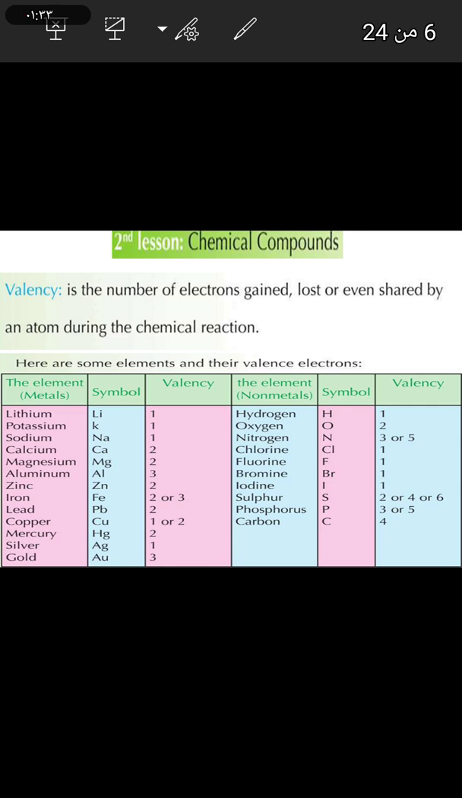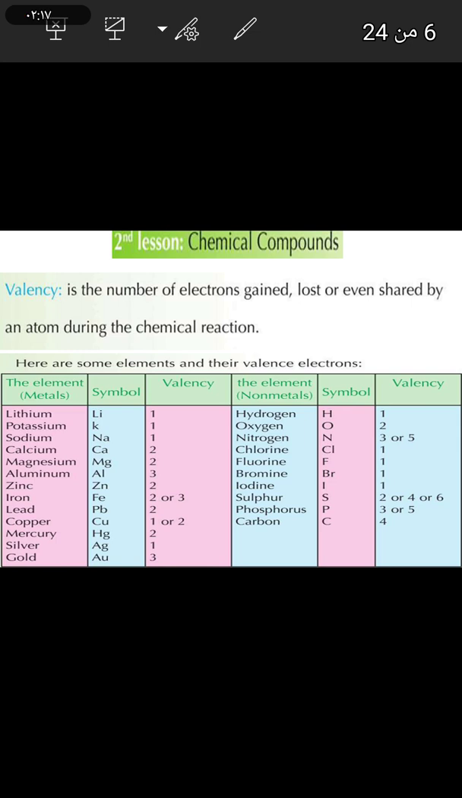Like what? Like the H2O molecule or H2O compound, carbon dioxide, all of these are compounds. These compounds consist of different atoms. So we have some elements and their valency electrons. Lithium, its valency is 1. Potassium, 1. What does it mean by 1? It means it lost 1 electron during the chemical reaction.